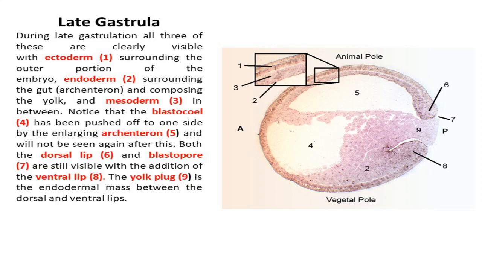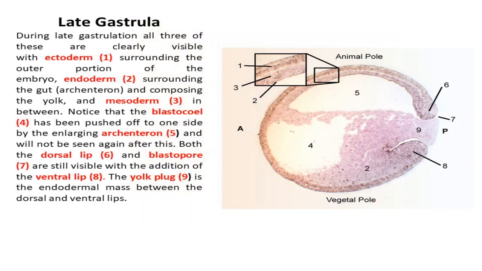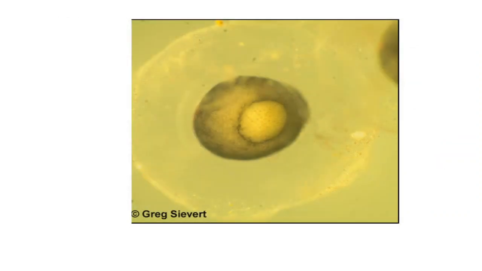On the dorsal side, this is known as the dorsal lip. On the ventral side, this is known as the ventral lip. This is the blastopore, and the cells which are present on the surface are known as the yolk plug, so this stage is also known as the yolk plug stage. This is how the gastrula looks from the outside. This is the sagittal section of the gastrula, and this is the whole mount of the gastrula. Here you can see the yolk plug is visible on the outer side of the gastrula.